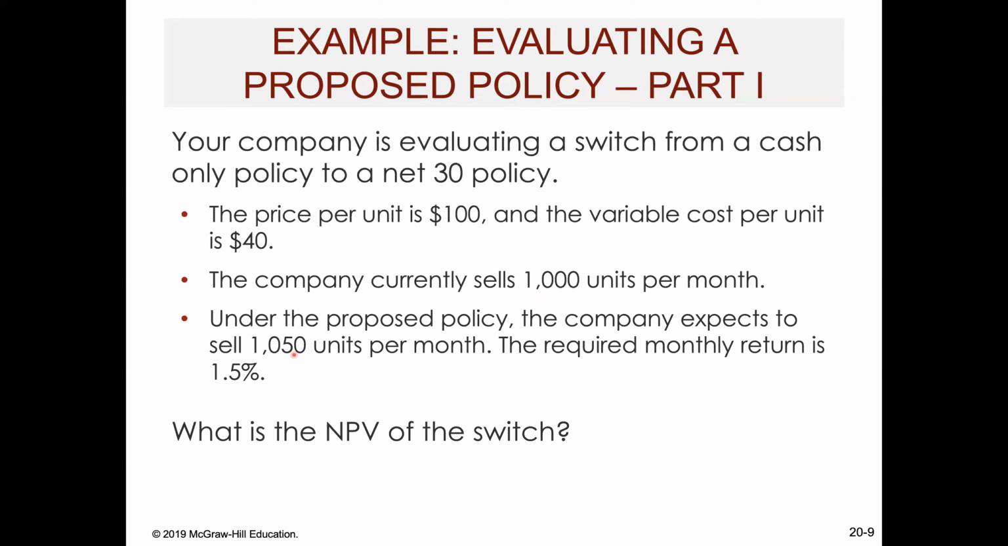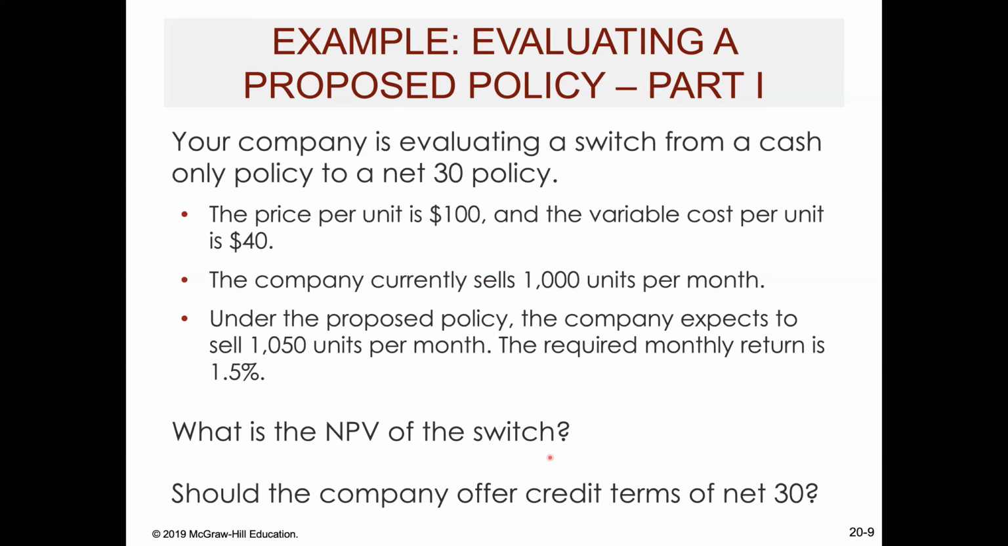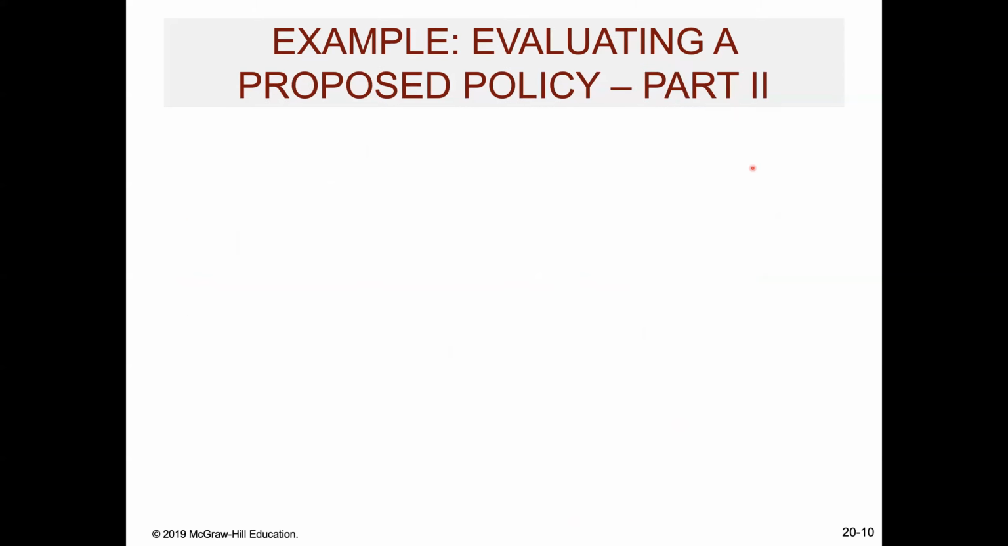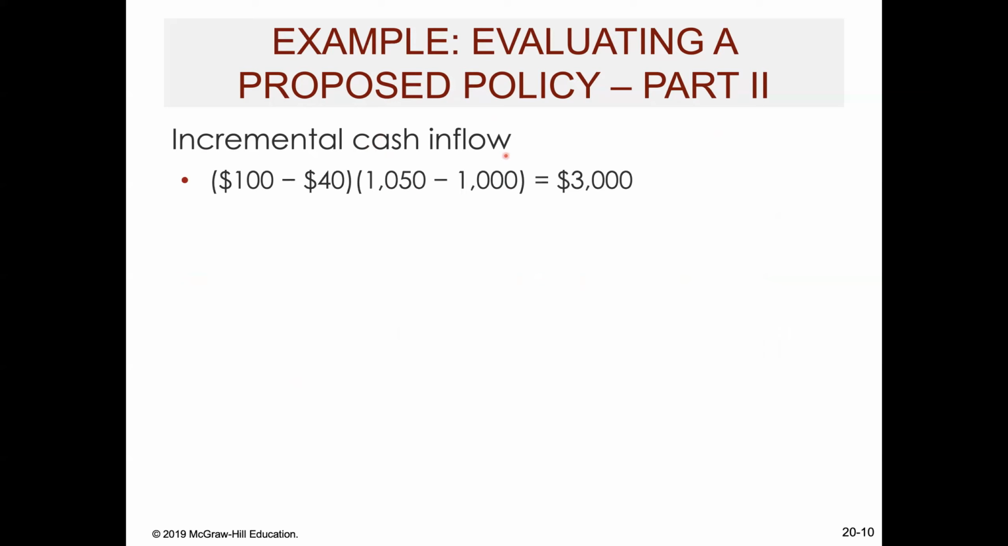We're going to get more customers, but there's a cost of financing the accounts receivable. Should the company offer credit terms of net 30? So now let's do the analysis and see. So we're going to have an incremental cash flow. Remember, there are 50 additional units sold. Each unit has a certain amount of variable cost to it. So the difference between the purchase price and the variable cost is what we would call an incremental cash flow.